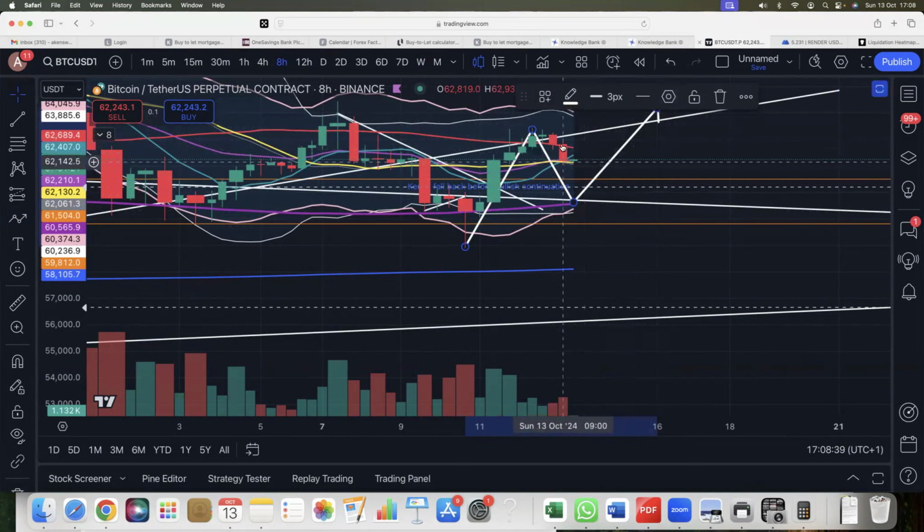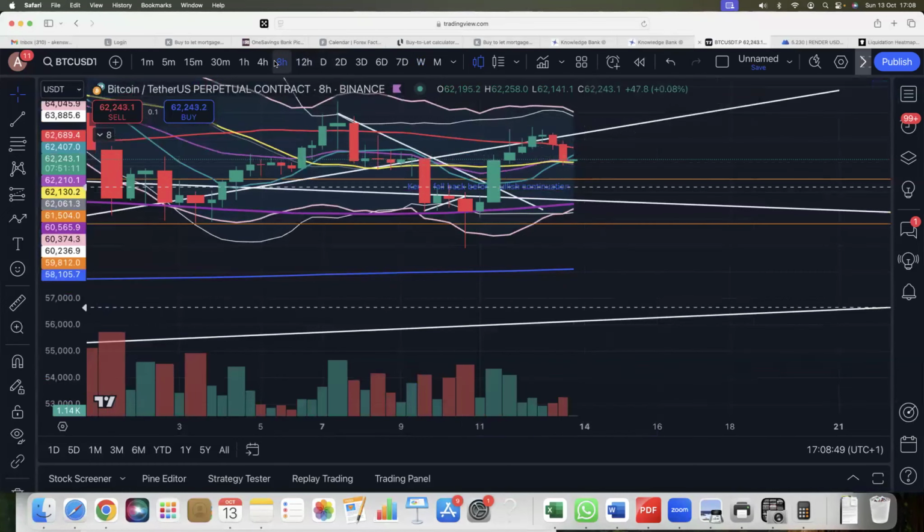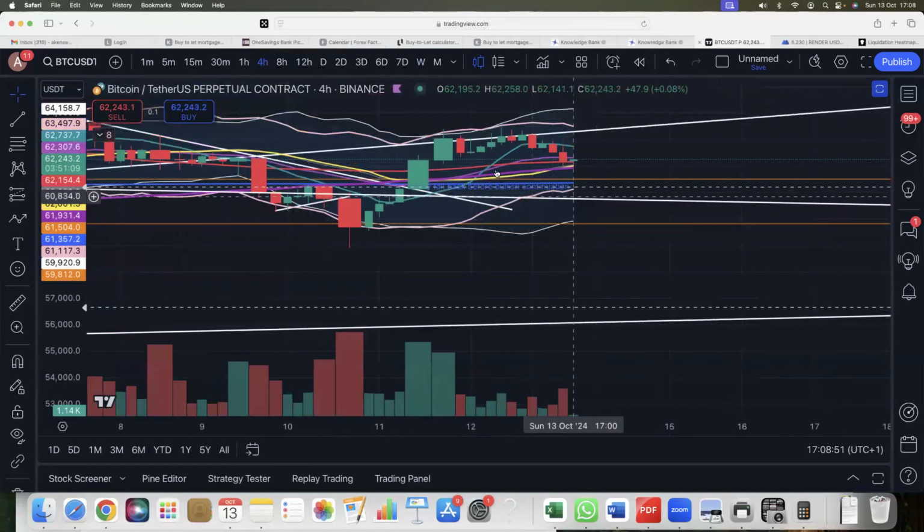So this red candle will be exceeded. We'll come back down into it and come into our zone. And then at that point, we look for a bullish candle. So it's looking good on 8 hours. 4 hours, again, it's a very similar story. We can see we're kind of gradually coming down.